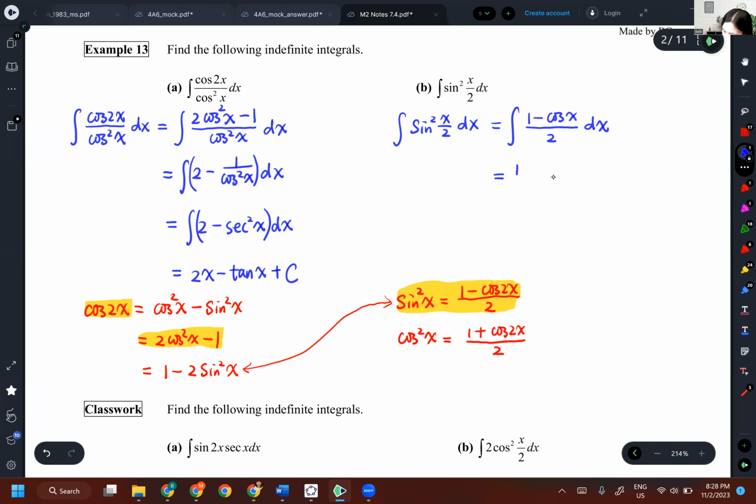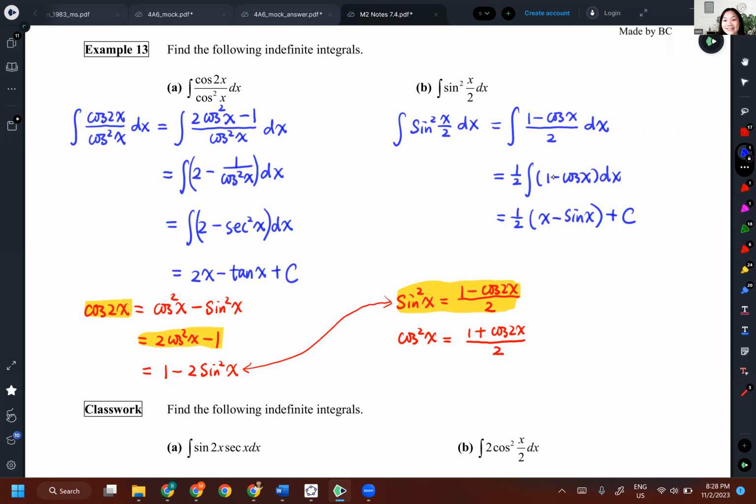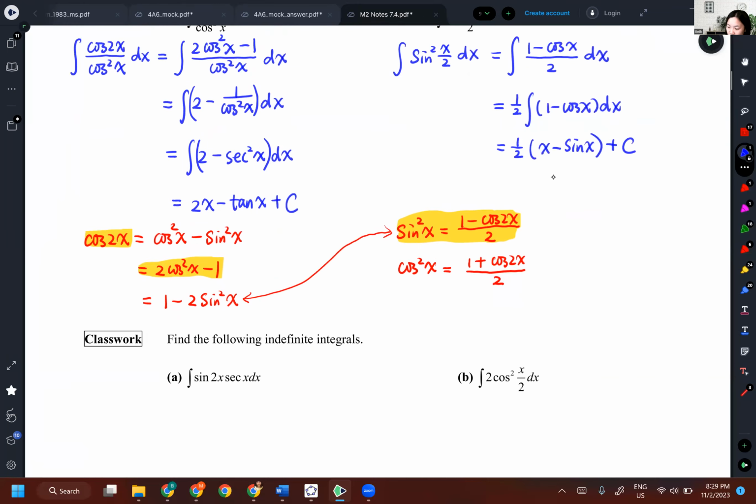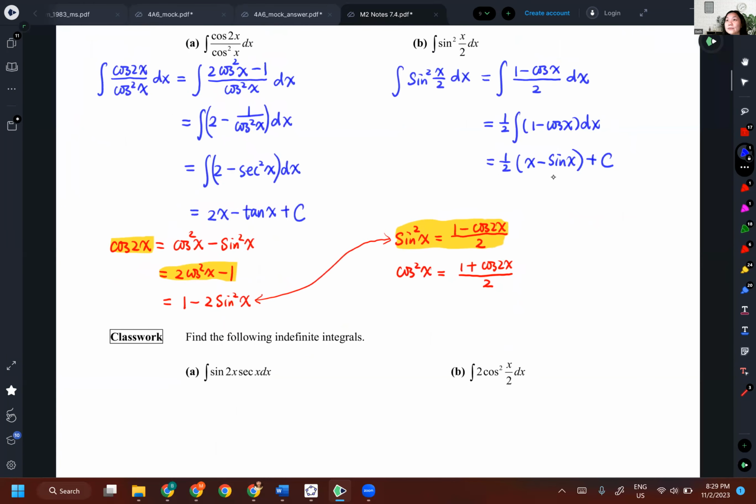If I carry on, it's 1 over 2, 1 minus cosine x dx, and that is 1 over 2 times x minus sine x, close bracket, plus c. And then you're done. Can you try the classwork? If you need help, just refer to these formulas. Let me know when you're done.